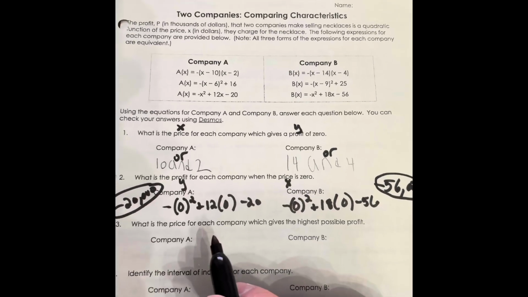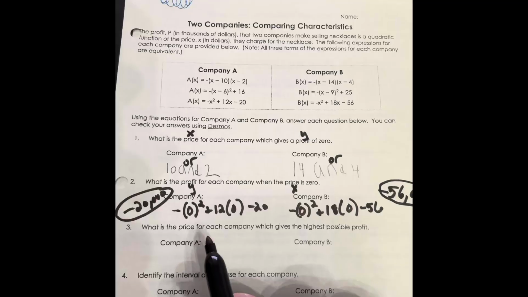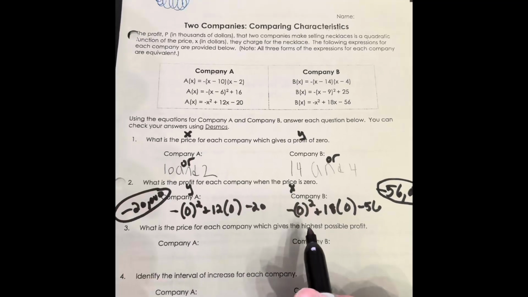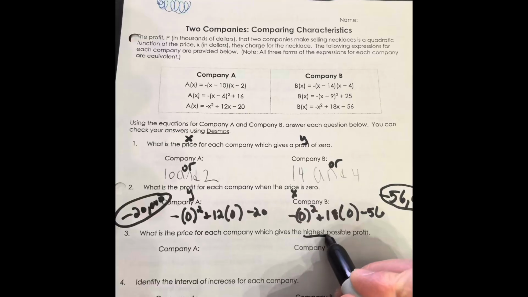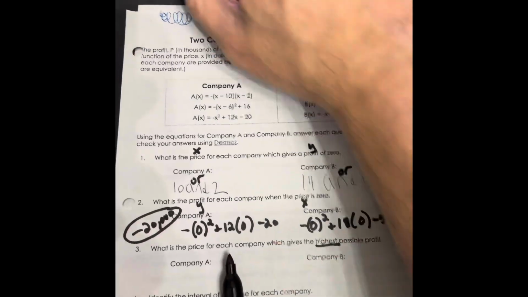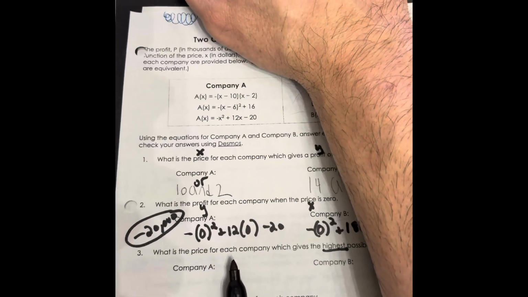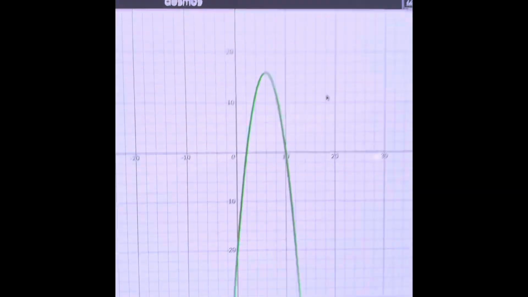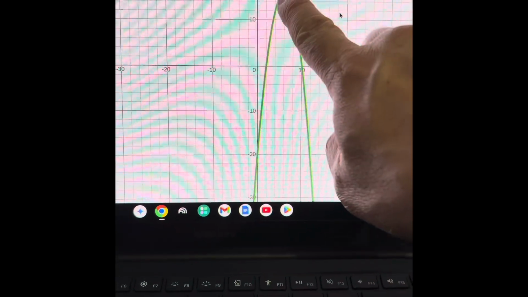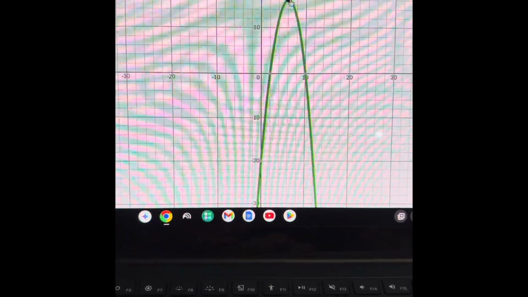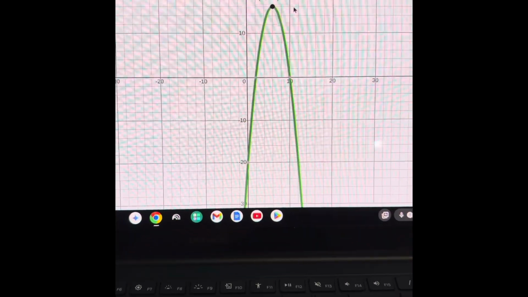Okay, number 3. What is the price for each company which gives the highest possible profit? Now, the key word here is highest. If we look at the quadratic on Desmos, this one is going to represent my first set of equations, company A. It is telling me to find the highest possible point, which is called the vertex. So if I click on that, I get 6 comma 16.